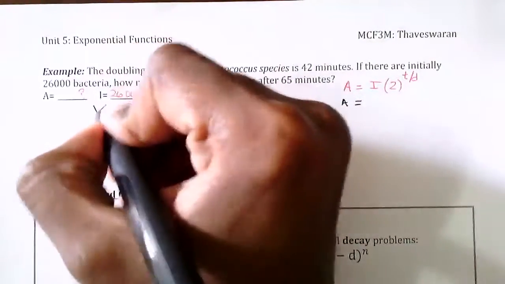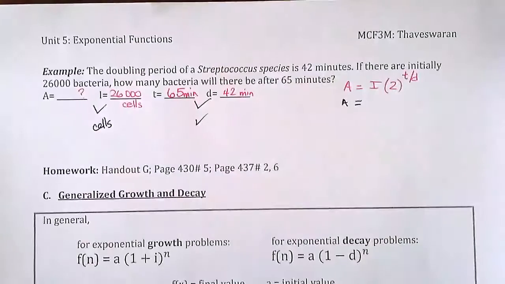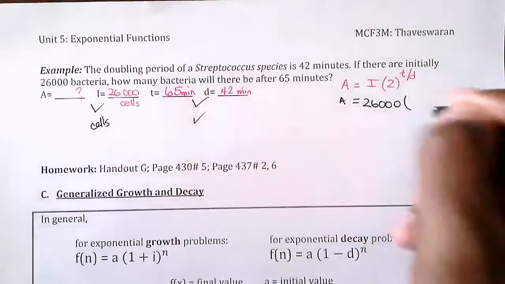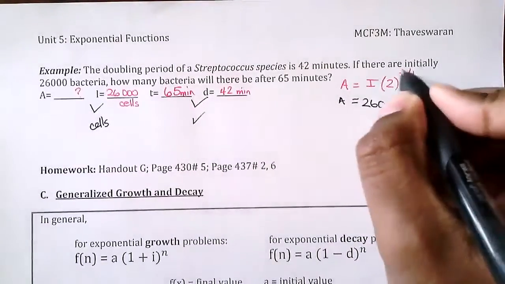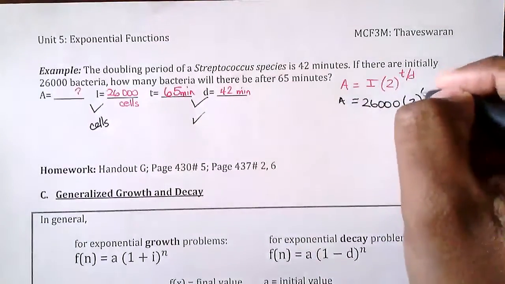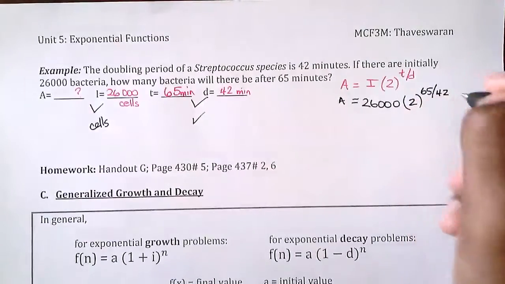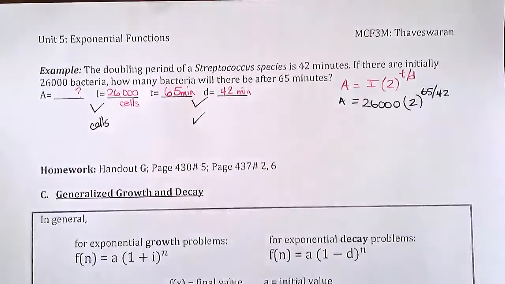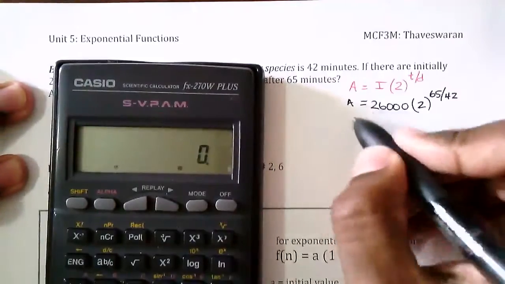Both of these have to be the same units, so we know we'll measure them in cells. So the initial amount is 26,000. We'll copy the base. The T here is 65, and the D here is 42. So what you'll notice here is that these aren't nice numbers. All of the questions we've been working with so far, the exponent reduced to a really nice number, then we were able to solve. In some cases, we might need to go to our calculator, like in this case. So we'll still follow the same rules.